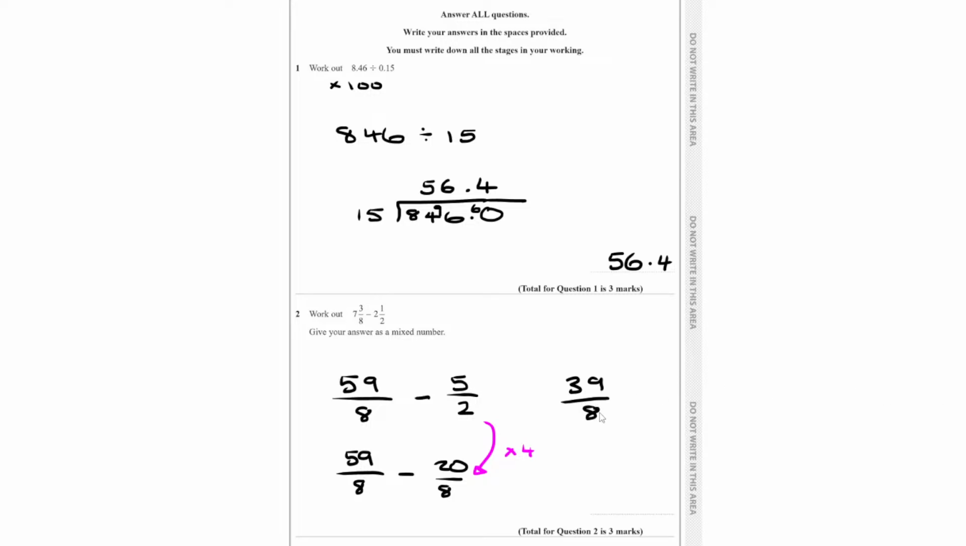So that's where we say, right, how many 8s go into 39? Well, 4 would go into 32, wouldn't they? So we've got 4 as a whole number. And then what's the difference between 32 and 39? Well, that would just be 7, wouldn't it? So then the leftover is 7/8. 4 and 7/8. So that is how we'd answer question 2.